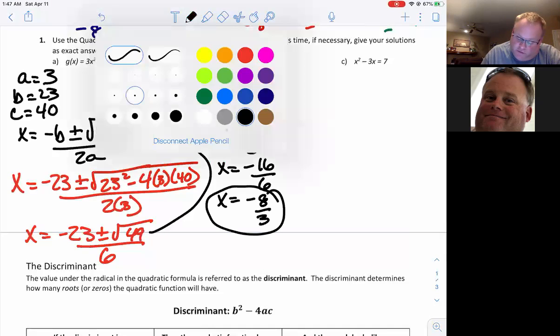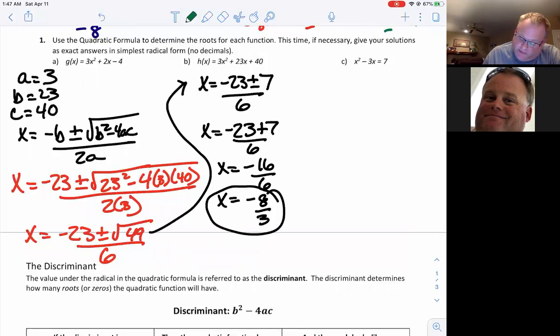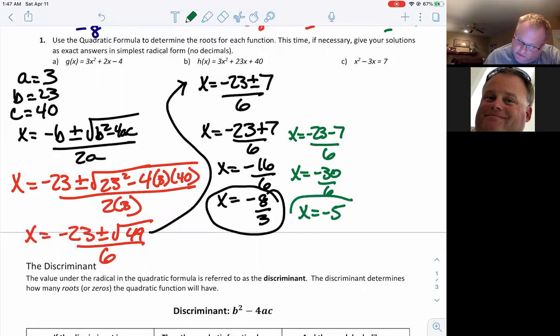And now I will do the one right next to it. And that is x equals negative 23 minus 7 divided by 6. So this is negative 30 divided by 6, or negative 5. And so my other root, my other solution, is negative 5. And there are my two. All right, C. Make sure you get all this down.